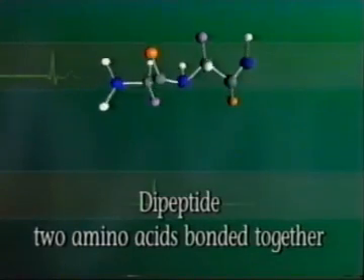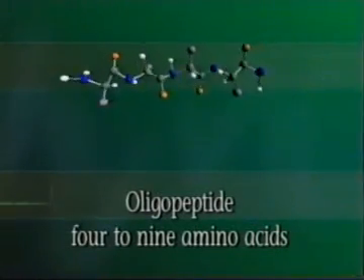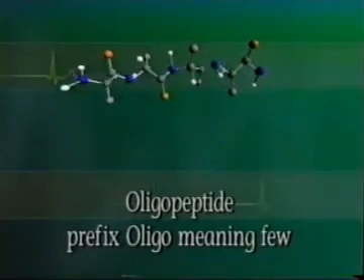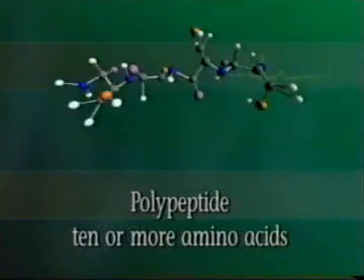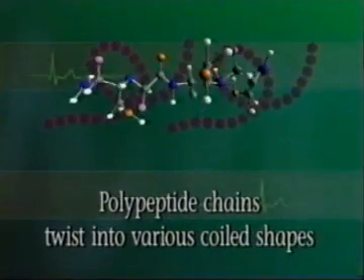Peptide bonds. Peptide bonds have nothing to do with the pep rally or the tides of a sea. A peptide bond is merely a link between 2 amino acids. A dipeptide is 2 amino acids bonded together, while a tripeptide is 3. A string of 4 to 9 amino acids bonded is called an oligopeptide, the prefix oligo meaning few. A group of 10 or more is called a polypeptide, the prefix poly meaning many. Polypeptide chains twist into various intricately coiled shapes.